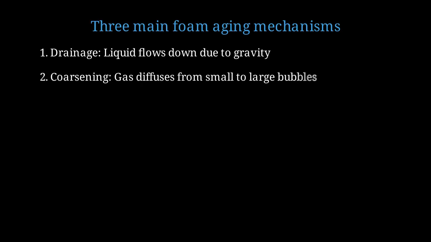Second is coarsening, also called Ostwald ripening. Remember that small bubbles have higher internal pressure. Gas diffuses through the liquid from high-pressure small bubbles to low-pressure large bubbles. P small is greater than P large, causing gas to flow from small to large bubbles. Over time, small bubbles shrink and disappear while large bubbles grow.